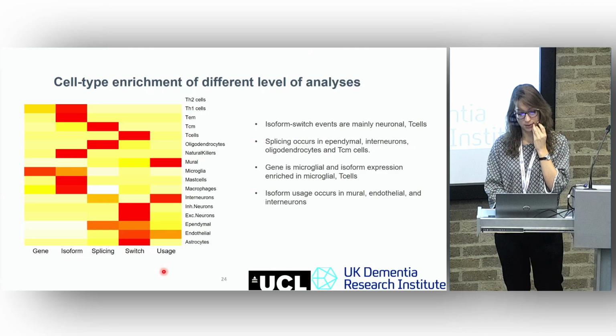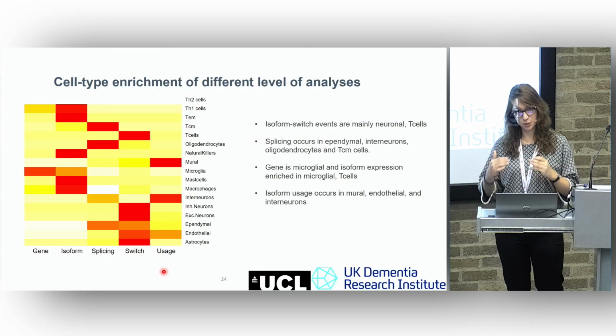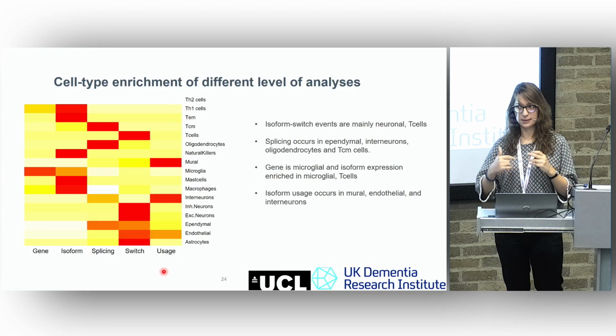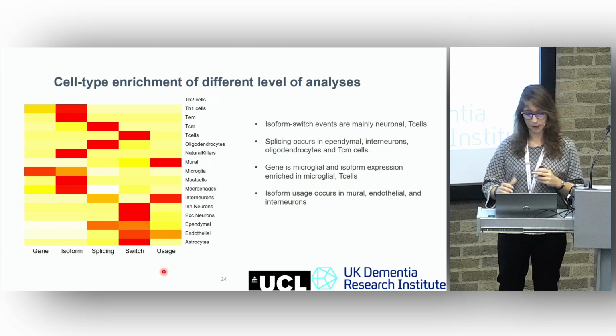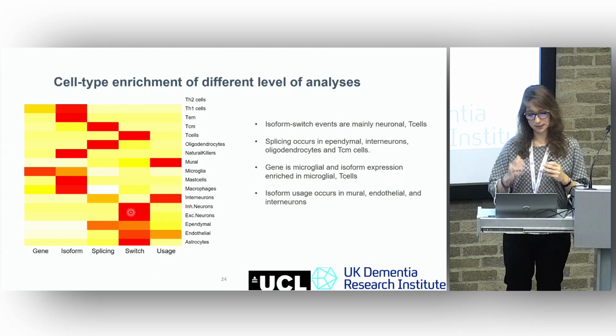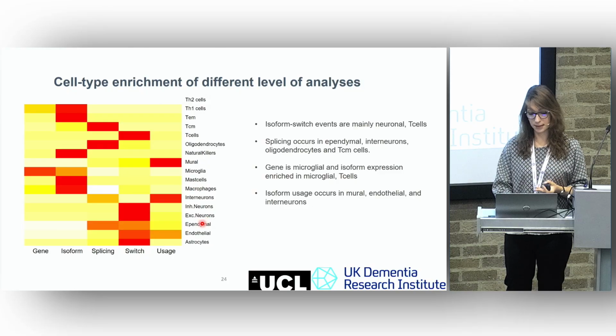It was interesting to see this enrichment. And isoform switch is, again, similar to usage, but is giving us this proportional change between the isoforms. It's a pattern within the isoforms, and it is giving us these neuronal cell types and astrocytes or T cells again, and usage is giving us information about different cell types.